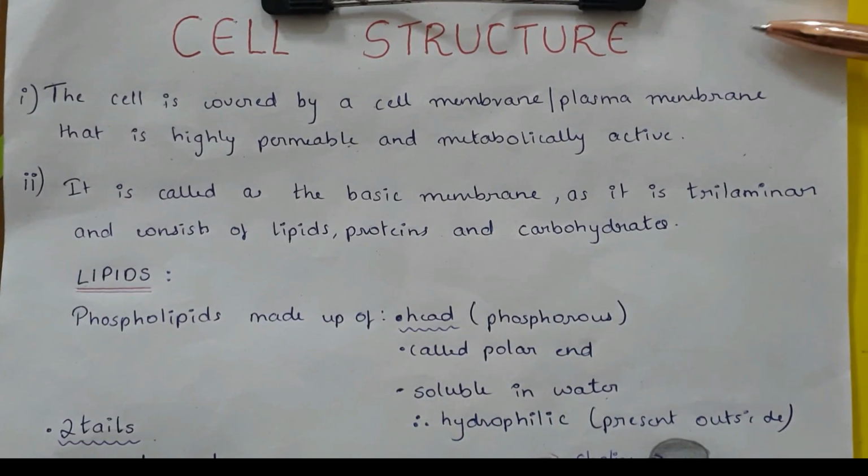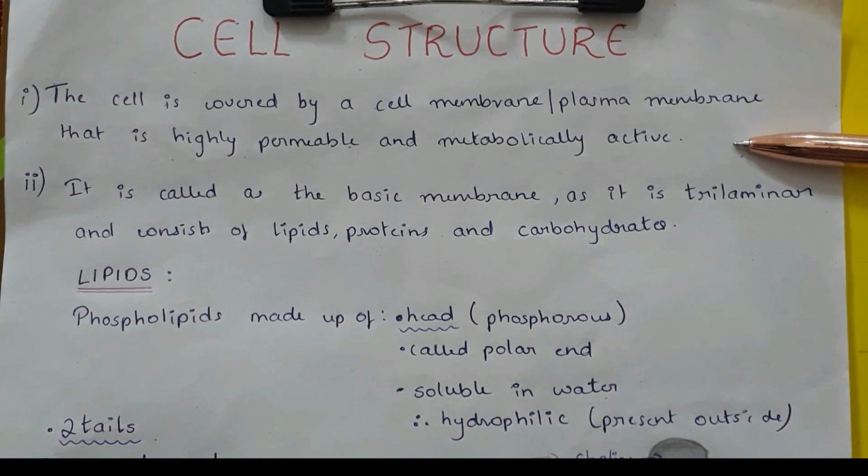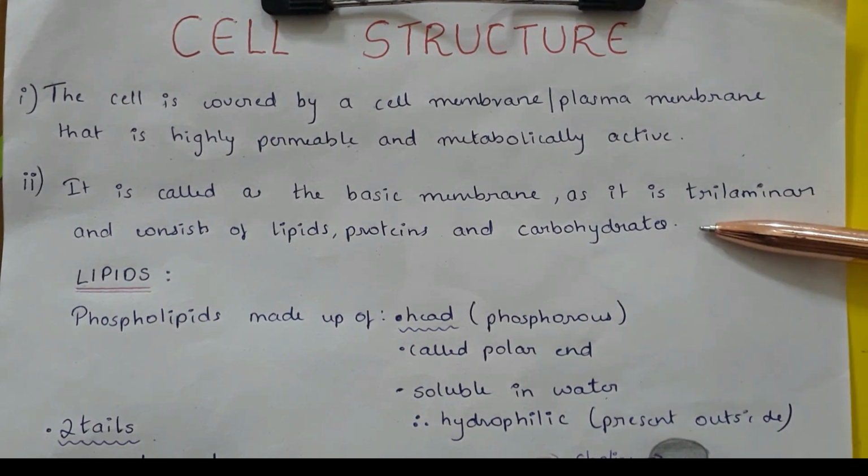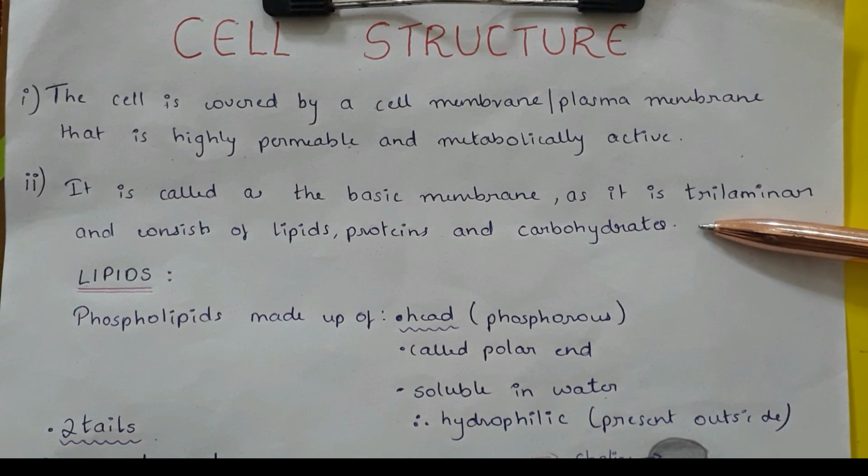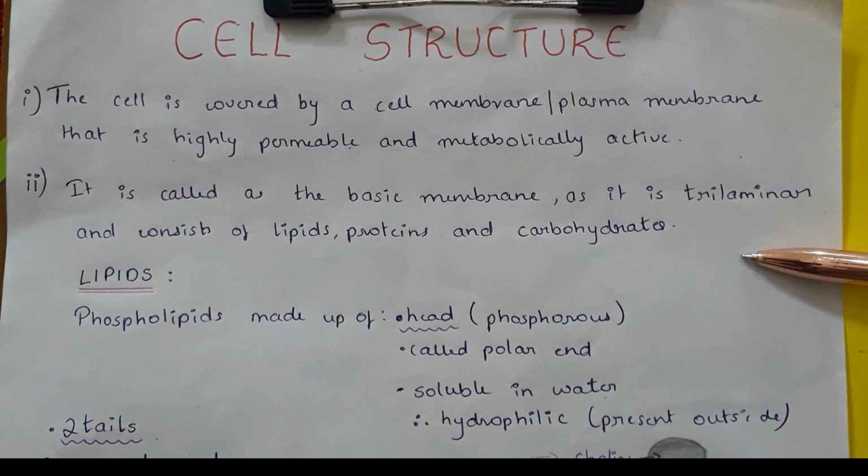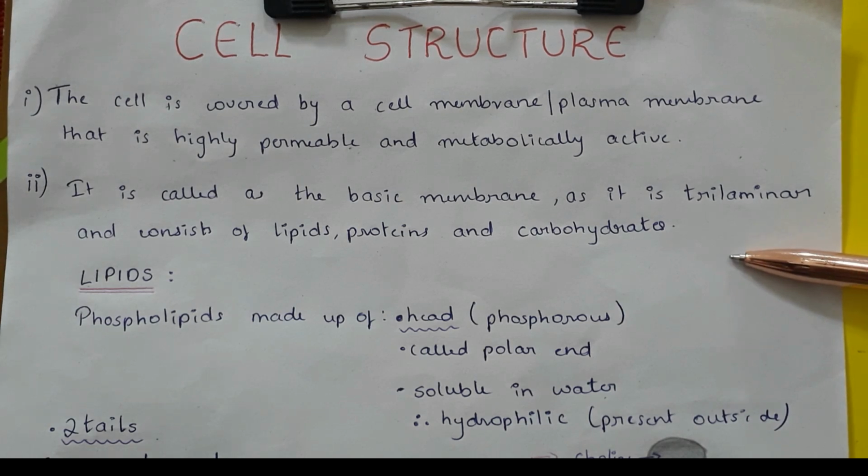Cell structure. The cell is covered by a cell membrane or the plasma membrane that is highly permeable and metabolically active. It is called the basic membrane as it is trilaminar and consists of lipids, proteins and carbohydrates.